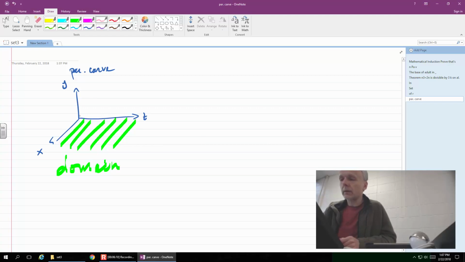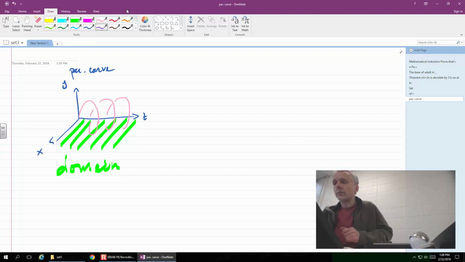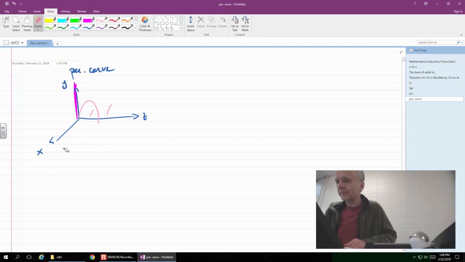Okay, and the graph might look like this, as I suggested previously. Okay, with this being, I'm sorry, I messed it up. I was going the other way. Okay, let me start over.